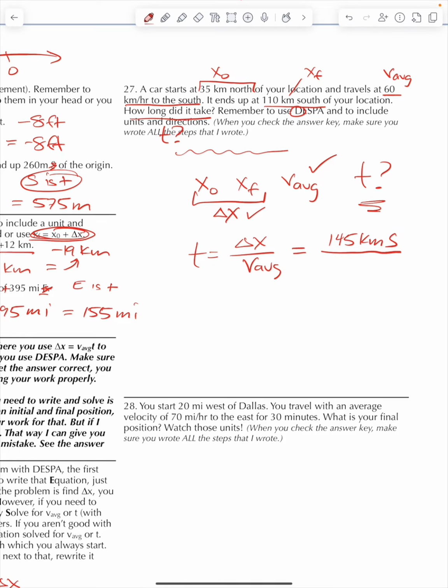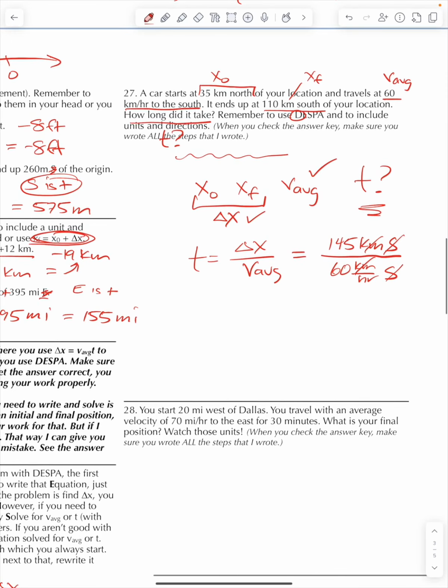And then the v average was 60 kilometers per hour to the south. So of course, the directions have to cancel, and then the kilometers cancel. So be careful, because I could try to trick you, for those who are listening here, and give you the speed in meters per hour or something, but the displacement in kilometers. You've got to make sure your units cancel. Now this leaves 1 over hours on the bottom when we cancel, but it'll flip up on top and we'll get the answer. So when you plug that in, you get 2.42 hours. Okay, looks good.